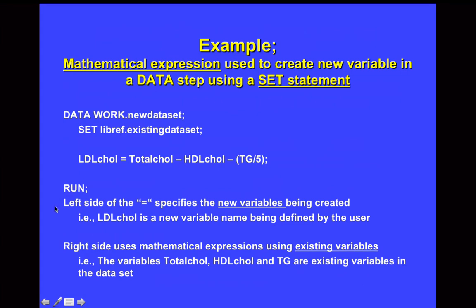So remember that the left side of the equal sign in an assignment statement specifies the new variables being created. In this example, it was LDL-CHOL, user-defined. And the right side uses a mathematical expression. And it creates the mathematical expression based on existing variables. And in this example, those 3 existing variables were total CHOL, HDL CHOL, and TG.